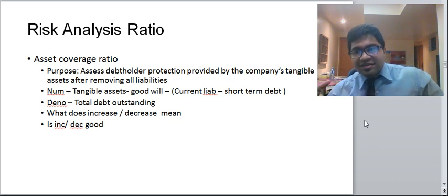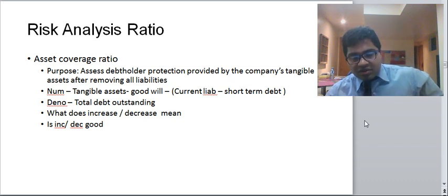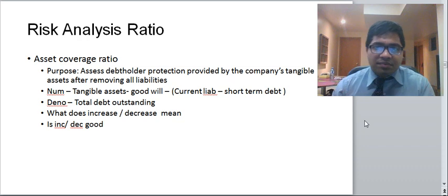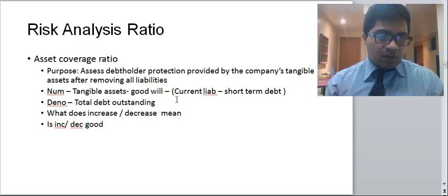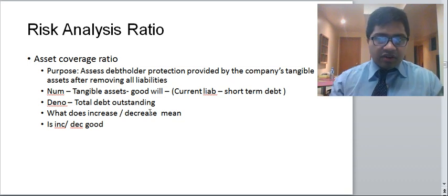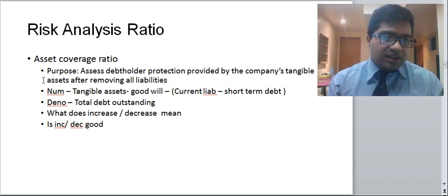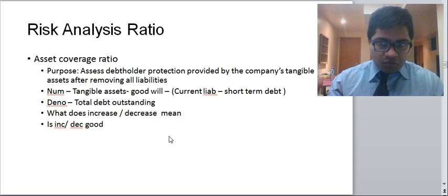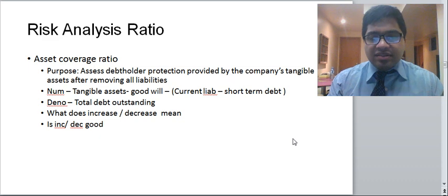So it generally indicates riskiness of doing business, means riskiness of investing. If asset coverage ratio is too low, you don't have enough assets to pay your debt, you're highly leveraged, and if something goes wrong, then the company can be bankrupt and you can lose money. So in the numerator, you have tangible assets, from which we generally remove goodwill. Goodwill is removed because it cannot be converted into cash. And in the denominator, you have total debt outstanding. Increase in this ratio means you have more asset to pay your debt. Decrease means you have less asset to pay your debt. So generally increase in this ratio is good.